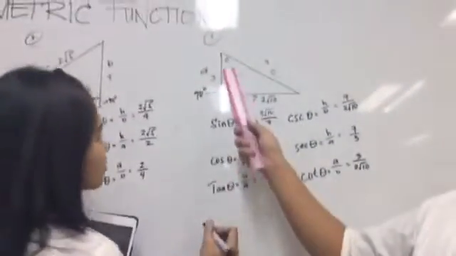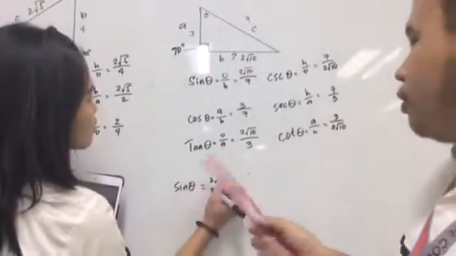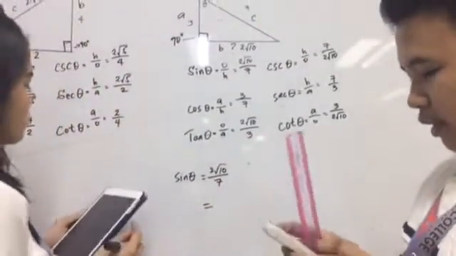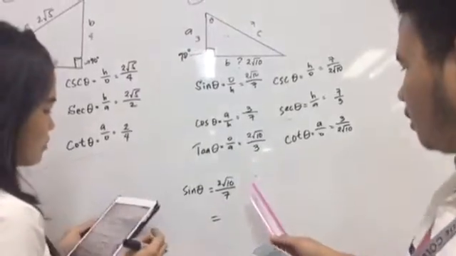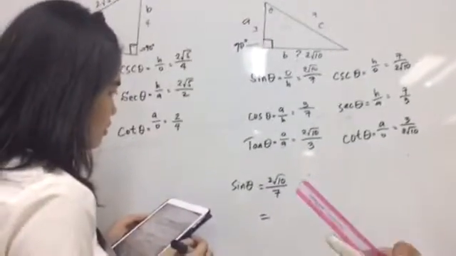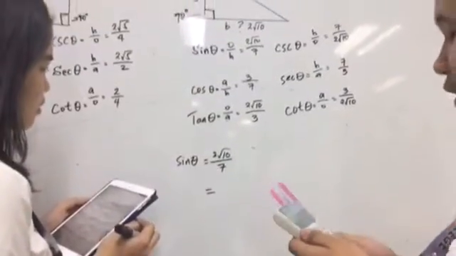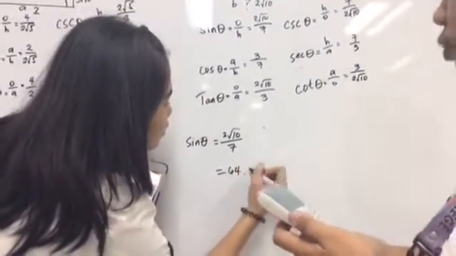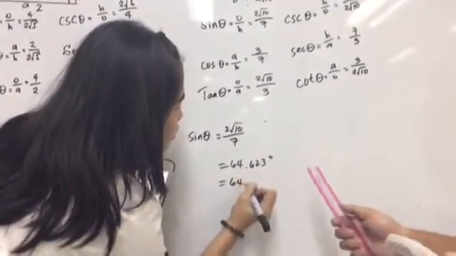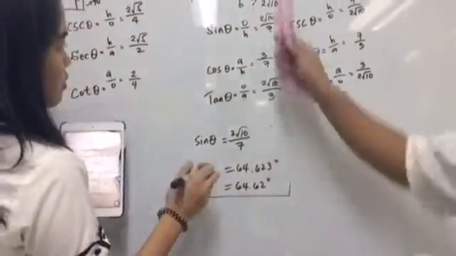After this, we should find the measurement for this theta, for this angle. So sine theta is equals to 2 square root of 10 divided by 7, which is equals to 0.90. Shift sine gives 64.623 degrees, and rounded off to the nearest hundredth is 64.62 degrees. This is the measurement of this angle.